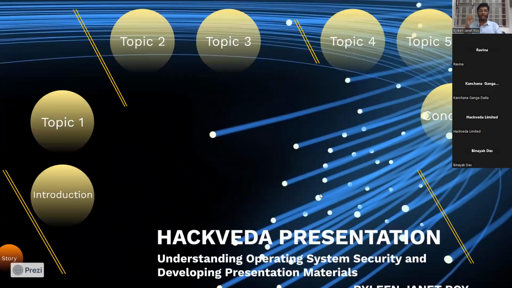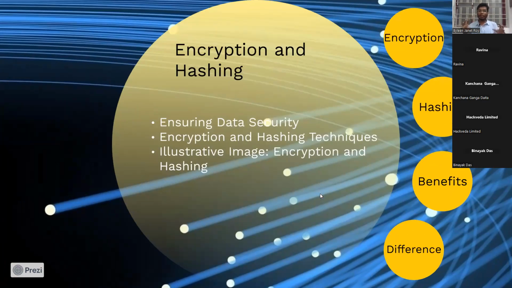And now we go to encryption and hashing. What is meant by encryption and what is hashing? It is very simple. It is used for ensuring data security. The encryption and hashing techniques are nothing but that. I'll explain it to you in the further slides.